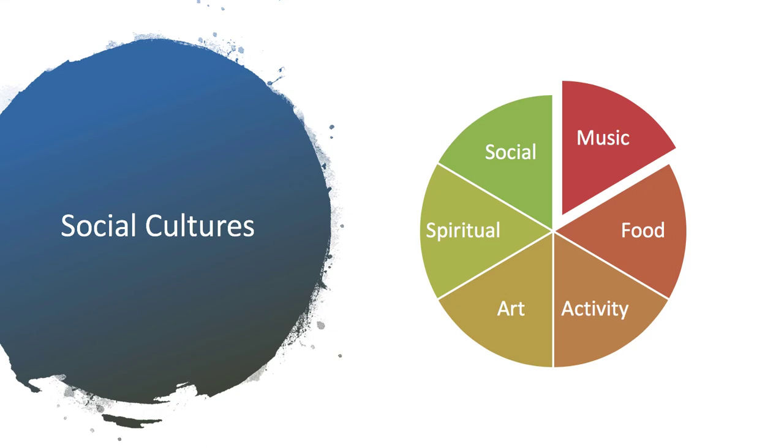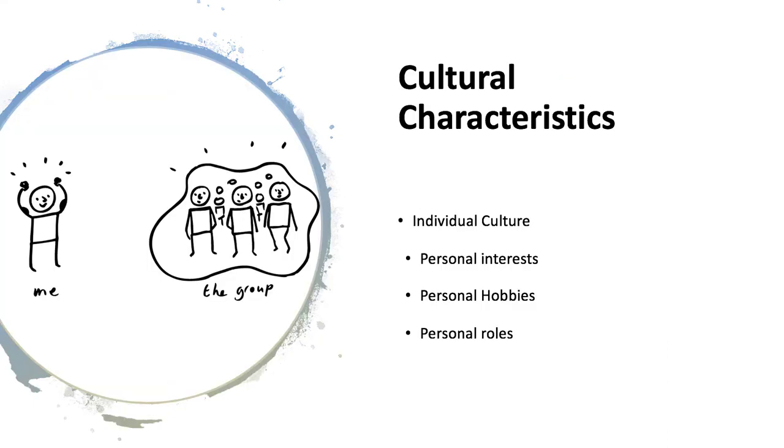There are also social cultures, music cultures, food cultures, activity cultures, art, spiritual, and just social event types of cultures. Each of these collective cultures may have a variety of reactions to particular marketing efforts, and thus may be a way in which we can segment a particular marketplace. Another option is to consider individual culture.